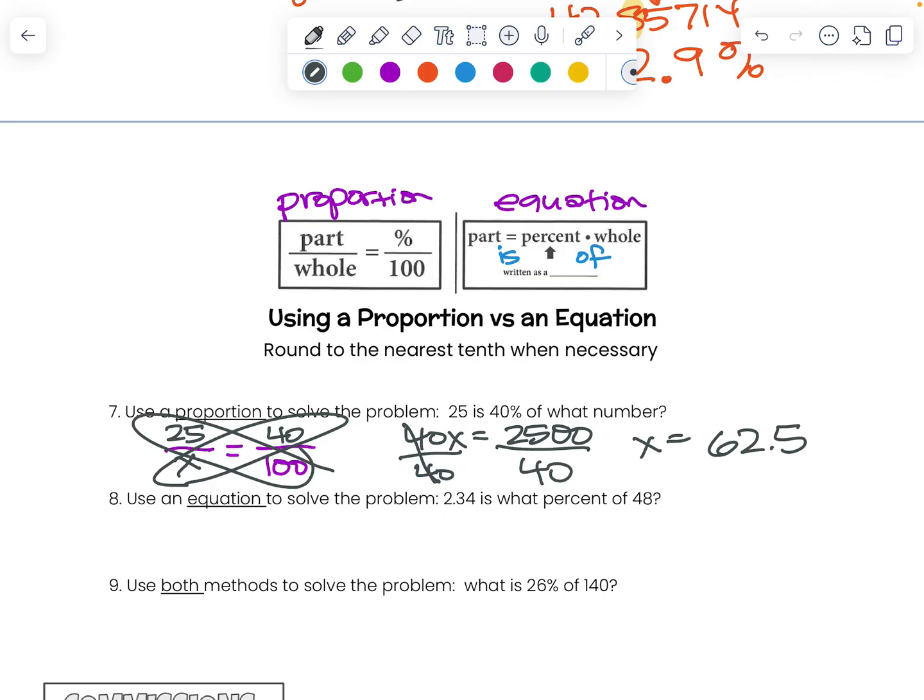62.5. And it asks for what number, so I can stop right there. All right, the next way says try an equation. So here we go.